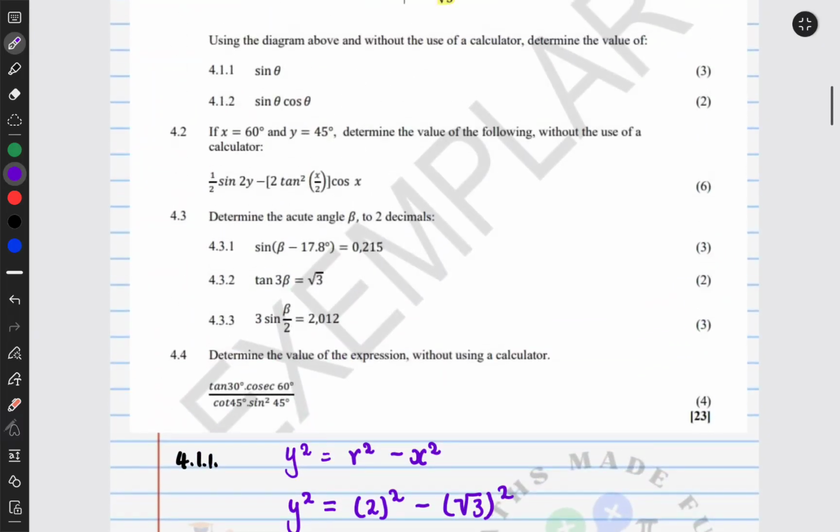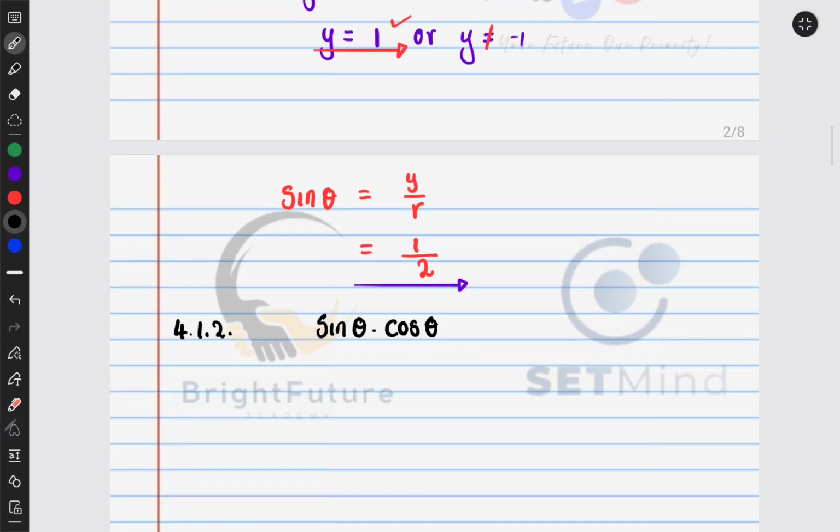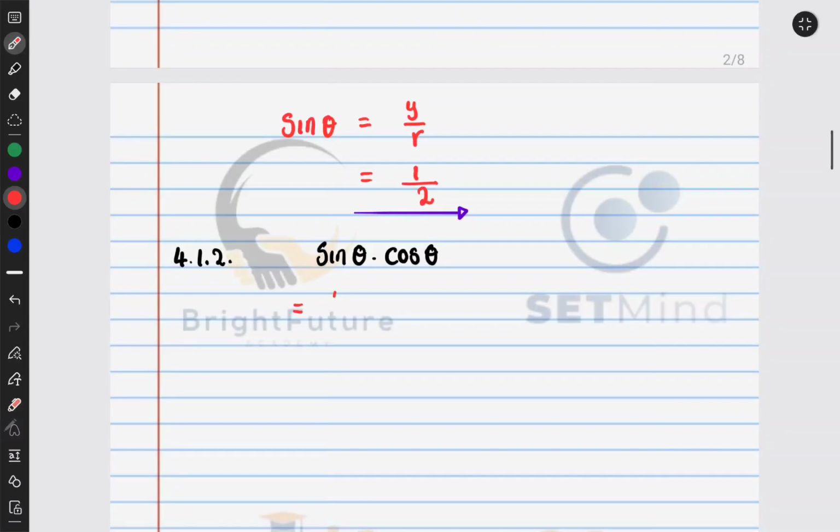Next, I have to determine the value of sine theta cos theta, question 4.1.2. Sine theta is the opposite, y over r, and then multiply by cos theta, the adjacent, x over r.